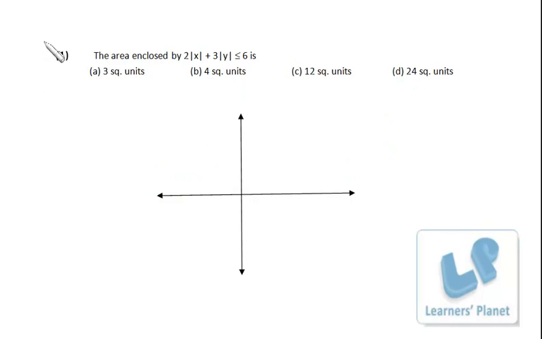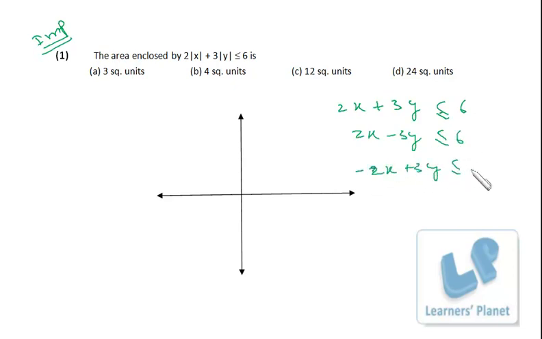Now that's an interesting question, frequently asked in competitive exams. Here is the area enclosed by this set of lines. See, modulus of x and modulus of y is there. So precisely we'll be getting 4 equations. Do not get confused. The 4 equations will be 2x plus 3y less than or equal to 6, 2x minus 3y less than or equal to 6, minus 2x plus 3y less than or equal to 6, and minus 2x minus 3y less than or equal to 6. So these are the 4 equations of lines we will be getting.